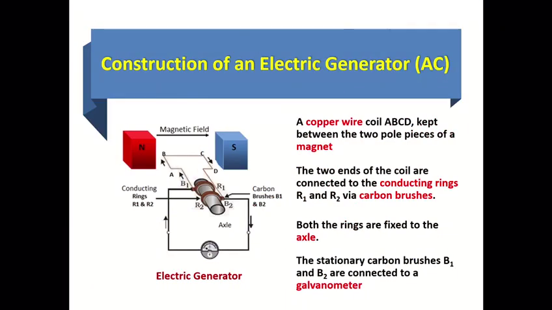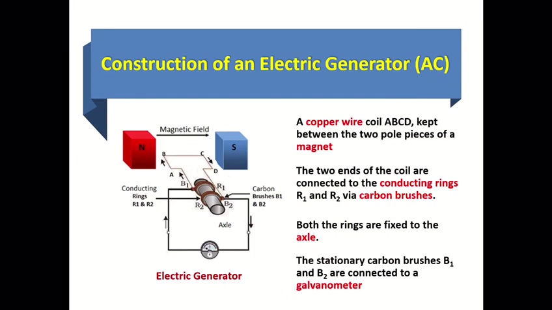Now let us learn the construction of an electric generator. Here we have the diagram of the electric generator. What can you see in the diagram? A copper wire coil ABCD which is kept between the two pole pieces of a magnet. Usually it is a horseshoe magnet. The two ends of the coil are connected to the conducting rings R1 and R2 via carbon brushes.